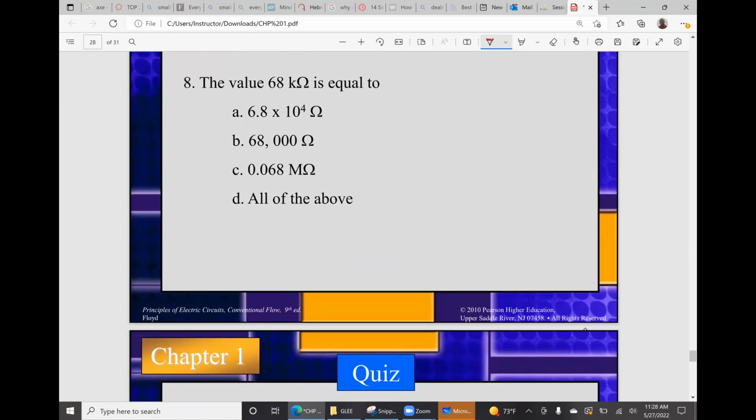It says the value of 68k. What is k? This is the same thing. K is 1,000, so this is 68,000. All right. How can you write this? It says, what is it equal to? Of course, it's equal to this.